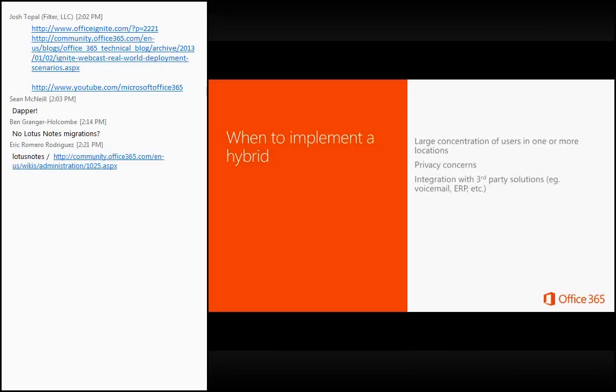An example of the large concentration of users in one or more locations would be a solution where, for example, a particular building has several thousand people in it. The amount of bandwidth required to have every single one of those users in the cloud would be quite substantial. So it really comes up to the organization as to how they want to implement it, and whether they want to move all of those users to the cloud, or if they want to keep some in the cloud, some on premises. It's very, very subjective.